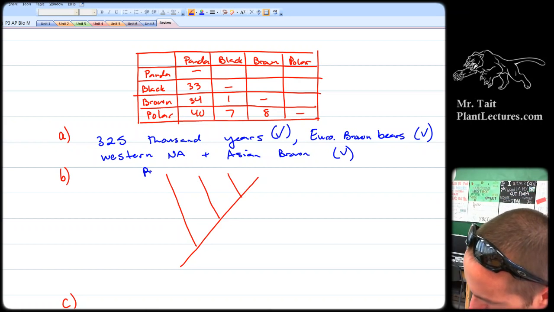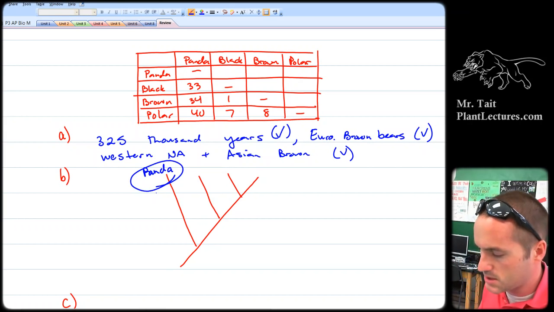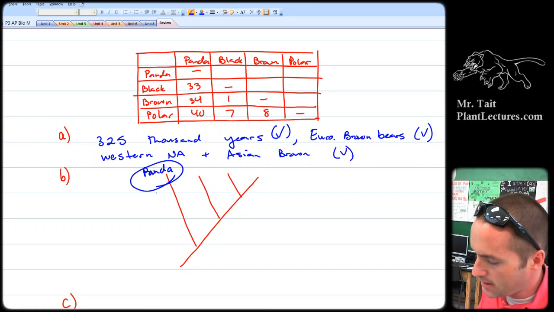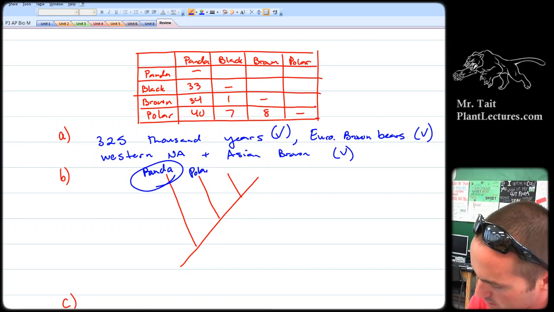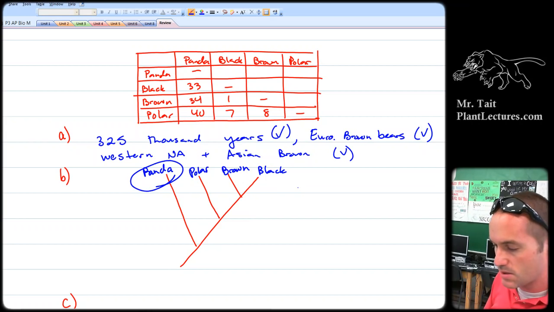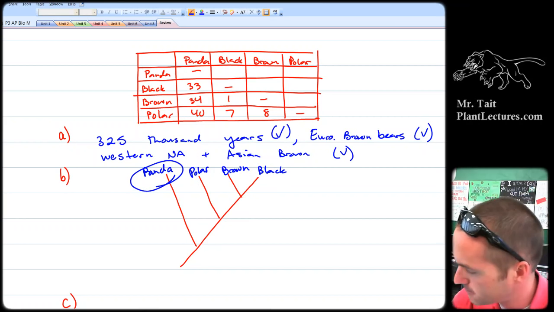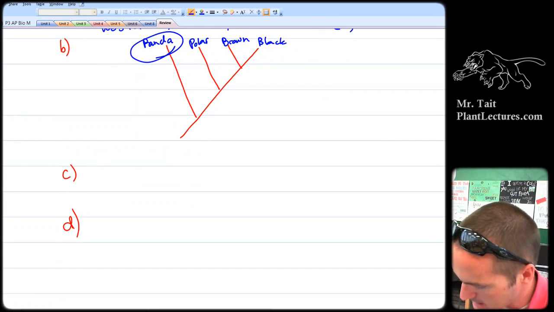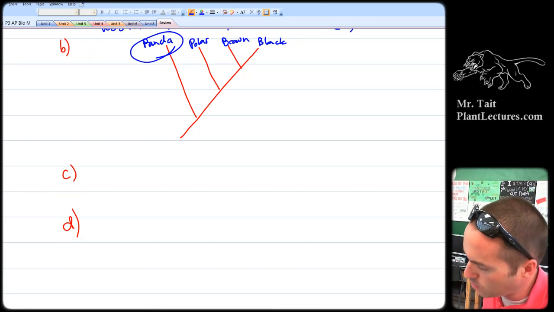So we're going to put pandas up here, and we're going to call the panda the outgroup because it's got the most differences. Okay. Then we go to the next most differences, which is the polar bear that's got 7 and 8. So that goes there. And then it doesn't matter if you put brown here and black at the other place. The brown and black ends can be rotated on their node. Right, so you could have had panda polar black brown or panda polar brown black. Either one, doesn't matter.